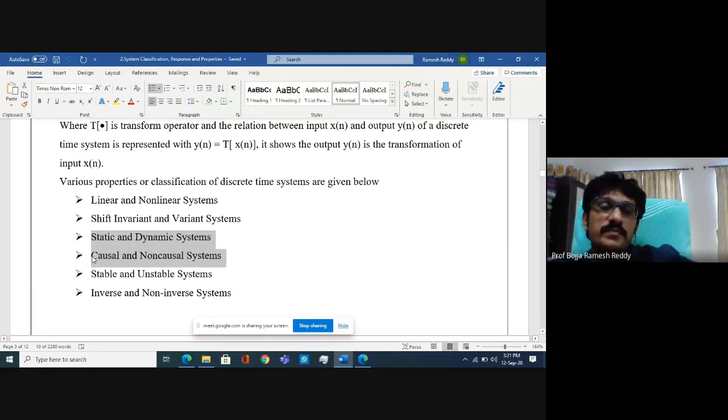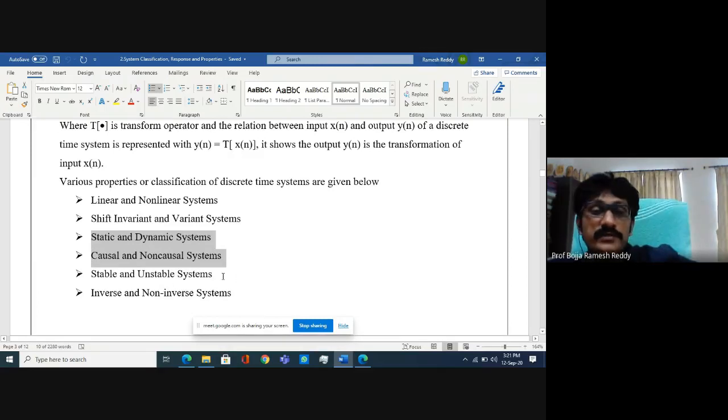Then causal and non-causal. In a causal system, the present output may depend on the present input, past inputs and past outputs. These are physically realizable systems. All causal systems are called physically realizable systems. Non-causal means the present output may depend on the future also, not only on the present input and past inputs, but also on future inputs and outputs.